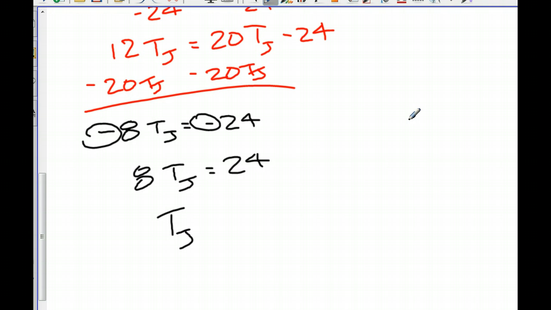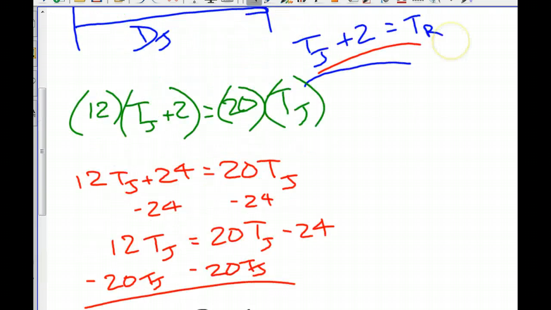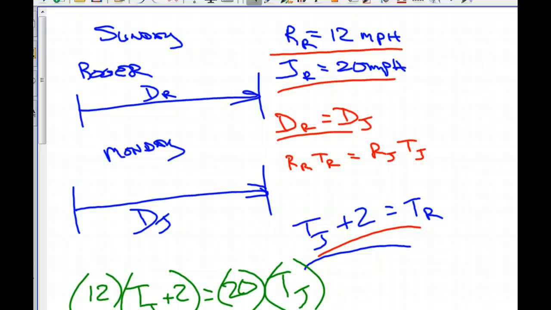So the time it took Judy is how long? 3 hours. So how do I find out how far she went? Multiply by the rate, because I know the distance Judy went is the rate times the time. The rate is 20, the time is 3. Multiply those two together and they went how far? 60 miles. 60 miles and you're done.